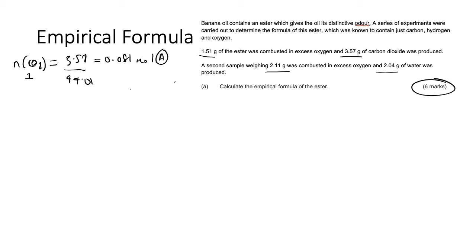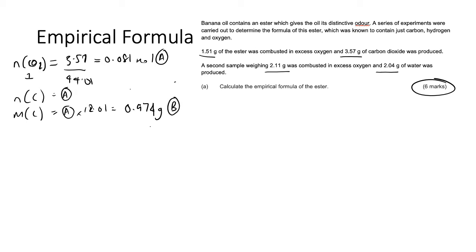I can then get the number of moles of carbon, which will be equal to A. I can then get the mass of carbon, which will be equal to 0.974. I'll show you how I got that: A times 12.01, which will equal 0.974 grams. We'll call that B.